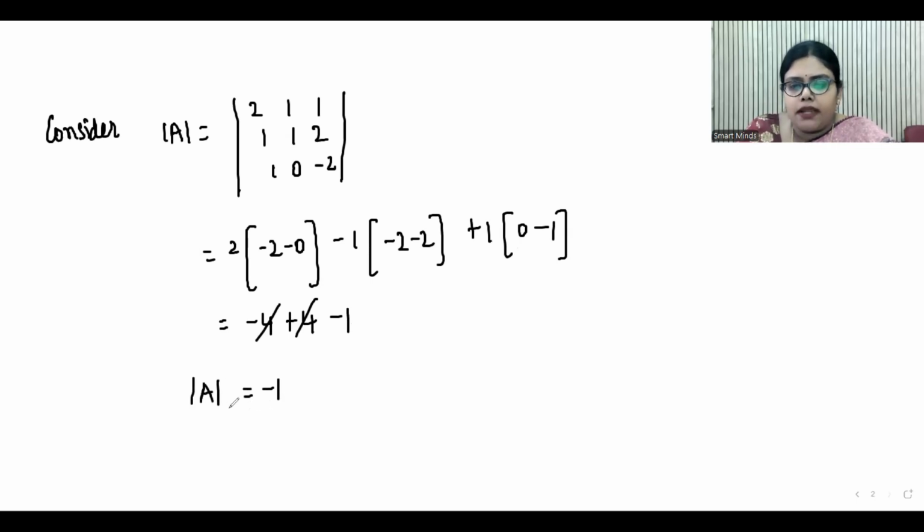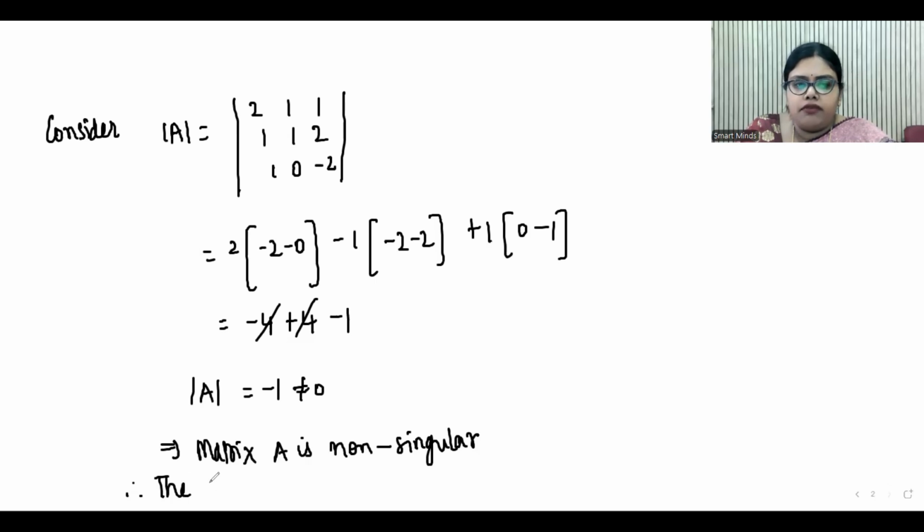Now determinant A is minus 1. That means the matrix is non-singular. What do you mean by singular? A singular matrix is a matrix where the determinant is 0. Here the determinant is not equal to 0. So it is non-singular. Therefore, the given transformation is regular.